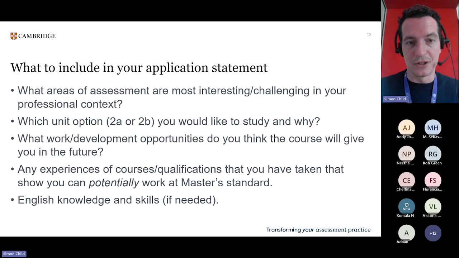What work and development opportunities do you think the course will give you in the future? So similar to my point before, what do you think in the next 5 years or so you'd be interested in changing within your organization for the better?